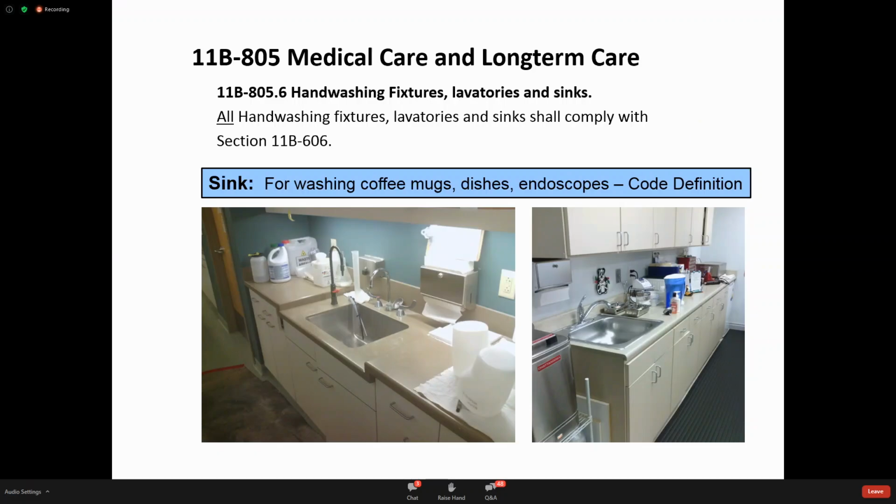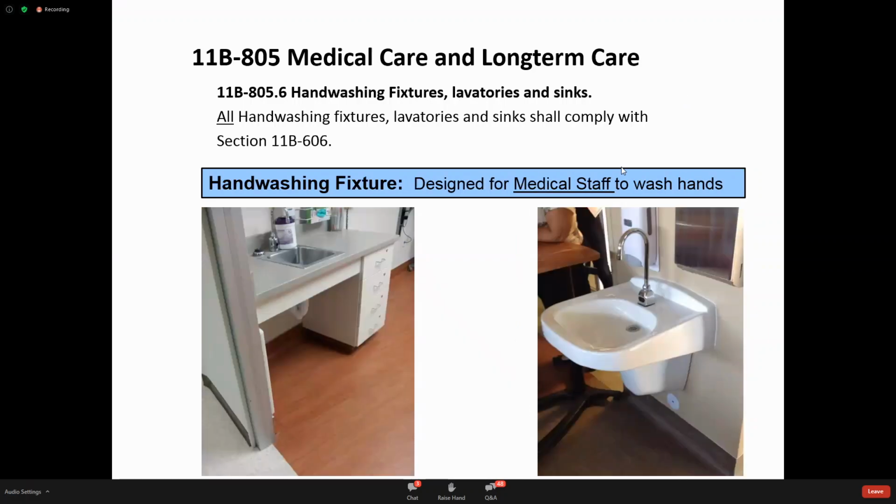And again, that's a California-specific thing. I'm sure the people in the other 49 states shake their heads and roll their eyes. Somehow our state decided to have two different knee and toe space requirements, and that makes our code compliance a lot more complicated. So this third thing is a hand washing fixture. That's specifically in the 1224 sections of code. It's designed for medical staff to wash their hands.